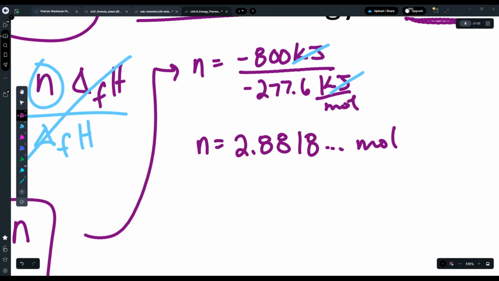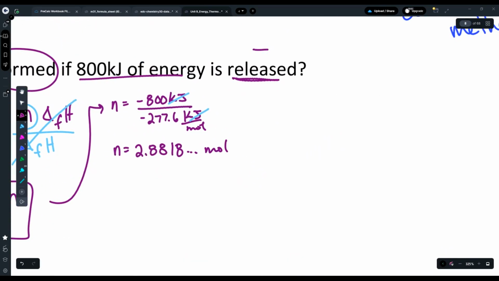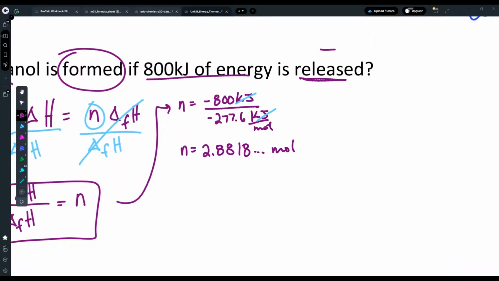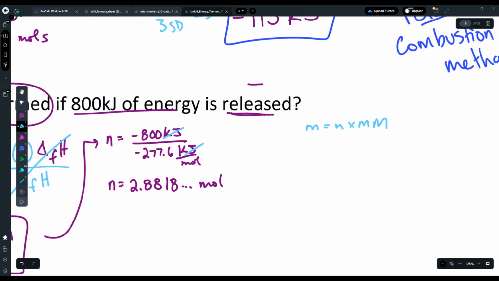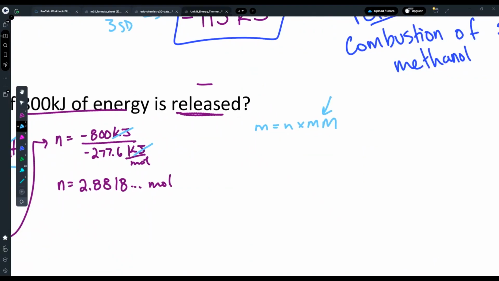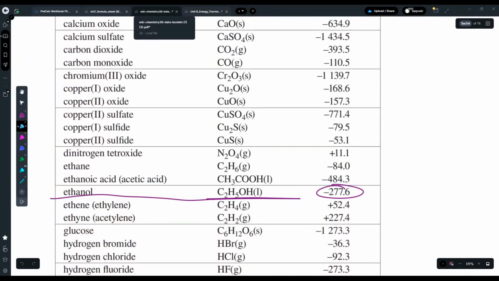All right. So step 2, now that we have moles, we need to figure out mass. Step 2 is going to be mass is equal to moles times molar mass. Now, if you think about it for a second, we don't have the molar mass of ethanol just yet, but since we have the identity of our substance, we can figure that out. With ethanol, you can look that up. Here's the chemical formula for it.